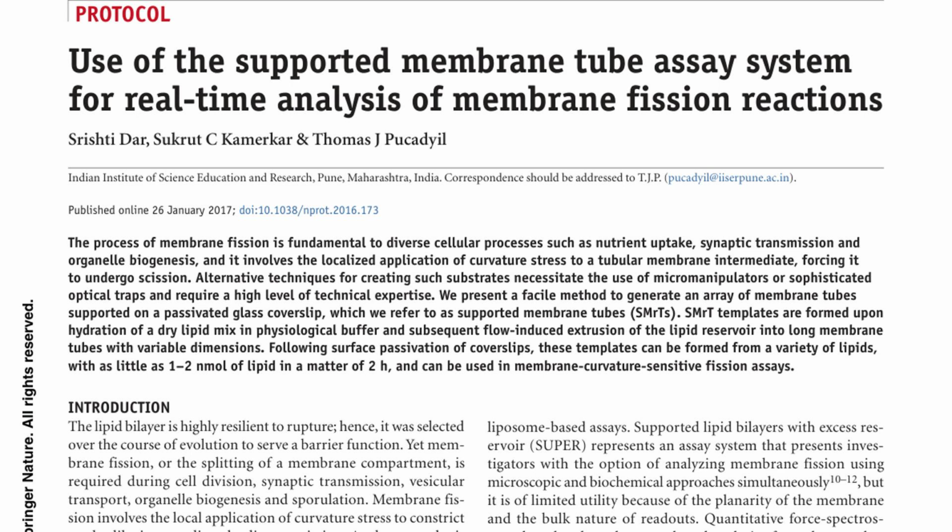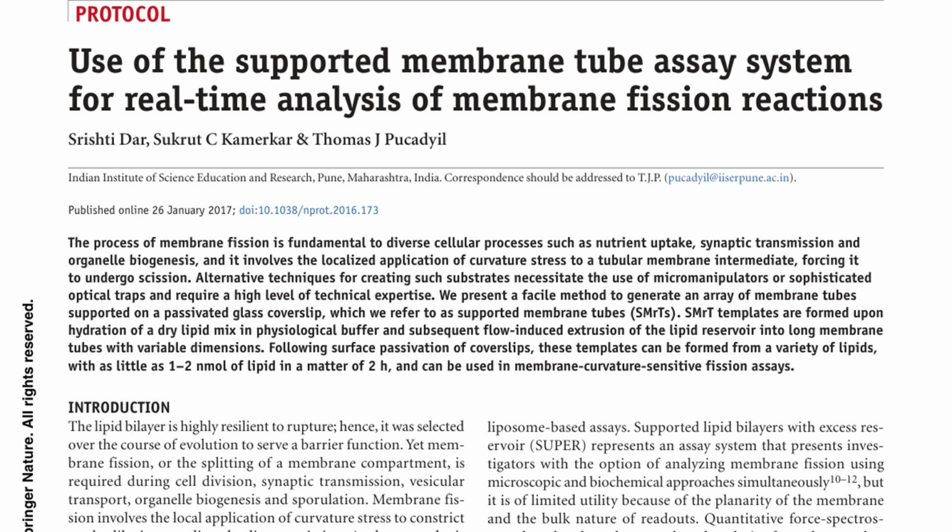The SMrT templates overcome the challenges of previous methods by enabling high-throughput analysis of membrane fission, providing spatially resolved dynamic analysis using microscopy-based techniques, and requiring minimal technical expertise. The introduction also explains that SMrT templates have been used to study the membrane curvature sensitivity of dynamin assembly, membrane remodeling reactions, and membrane fission reactions.